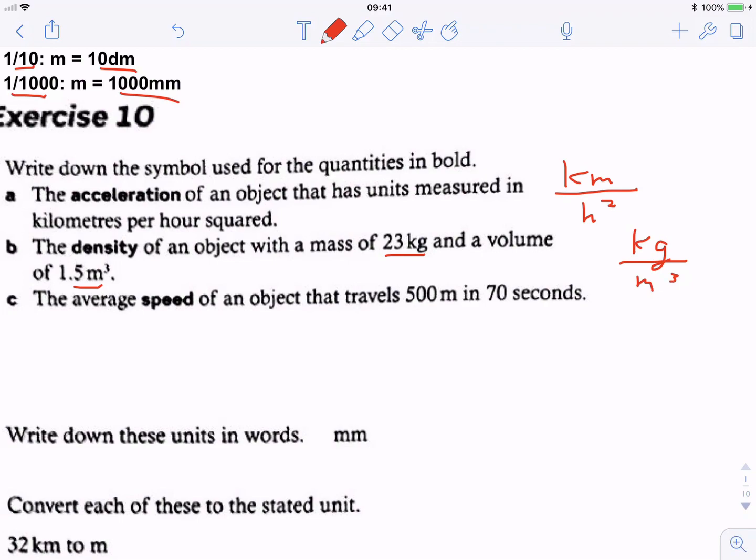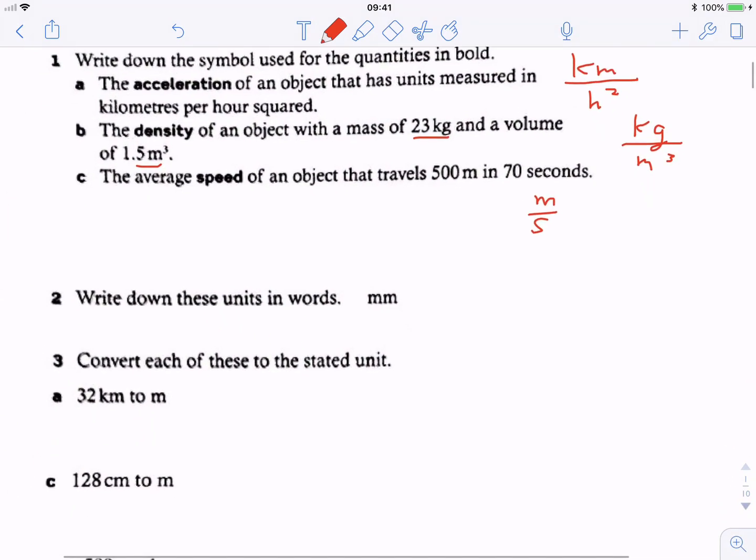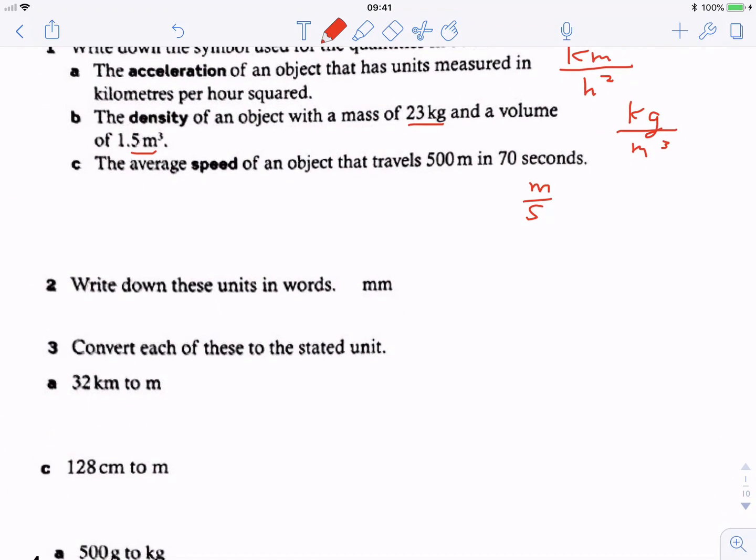Okay. And last one, the average speed of an object that travels 500 meters in 70 seconds. So that would be 500 meters divided by 70 seconds. So that would be meters per second. Okay? All right, next one, two. Write down these units in words. Okay, so millimeters is millimeters, like that, okay? Convert each of these to the stated unit.